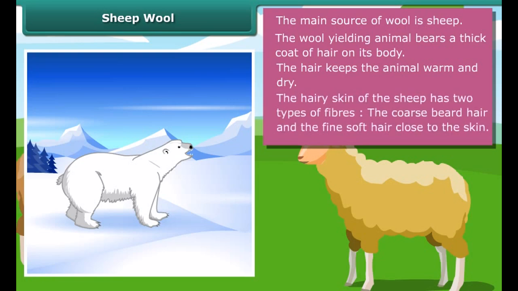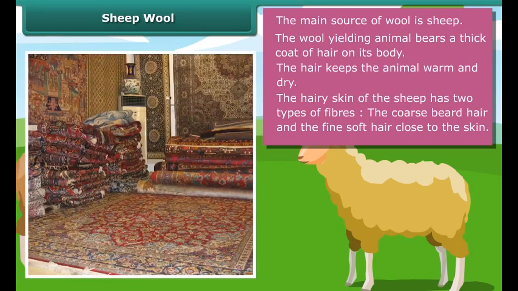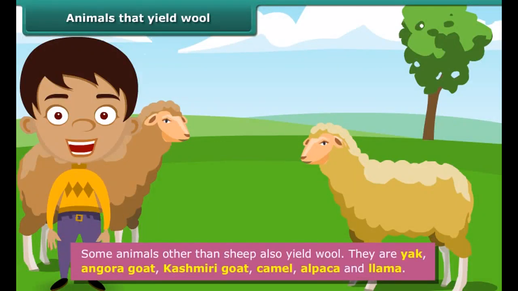The hairy skin of the sheep has two types of fibers: the coarse beard hair and the fine soft hair close to the skin. The fine hair provides the fibers for making woolen clothes, and coarse hair provides wool for making carpets. Some animals other than the sheep also produce wool.